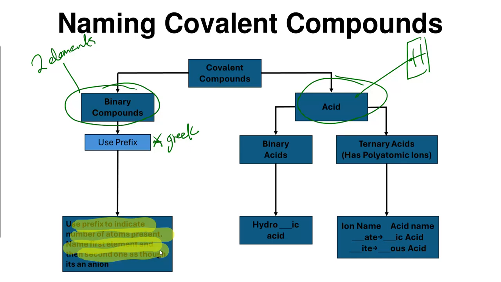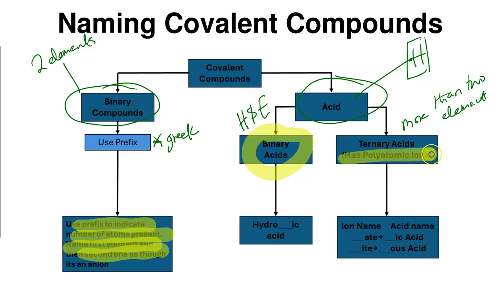On the other hand, in naming acids, there are the binary acids, which contain two elements, hydrogen and another element, whereas the ternary ones are those that contain more than two elements. And what makes them more than two, just like when we did the ternary ionic compounds, is the presence of what? The polyatomic ions. So in this case, we divide them into two and go down. I'm going to tell you what happens here.